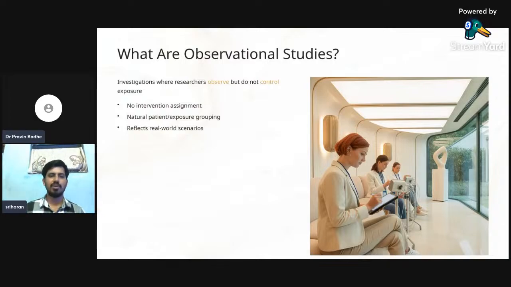There is no control group; we don't assign anything to anyone. We naturally take the patient, ask them, and report the result. It is like a real-world scenario, like day-to-day life. It should not be a strict environment with strict rules to follow. That does not apply in an observational study.